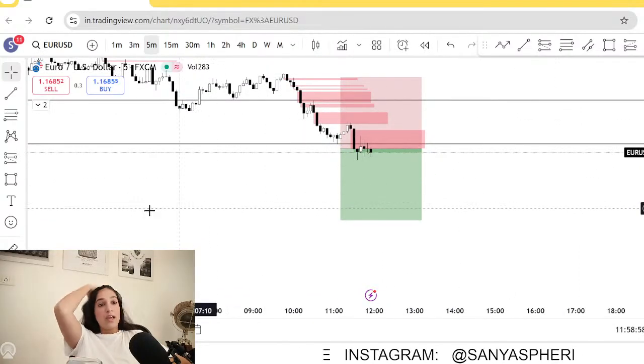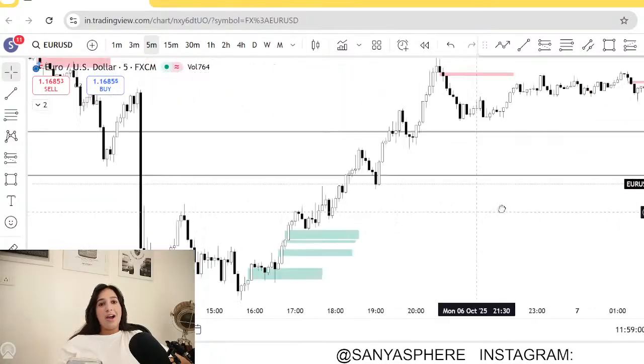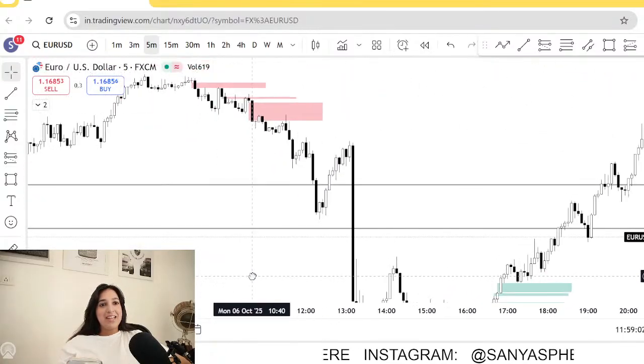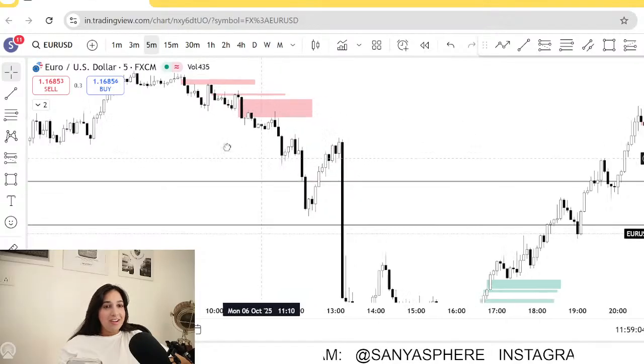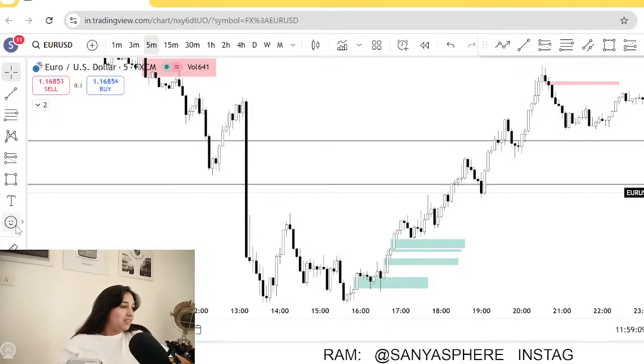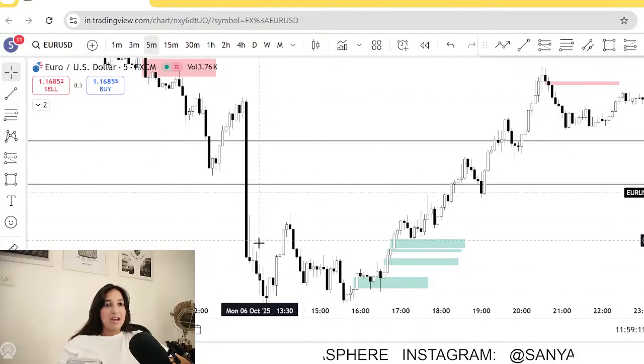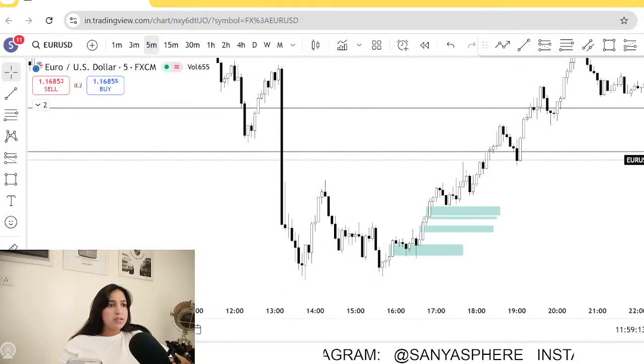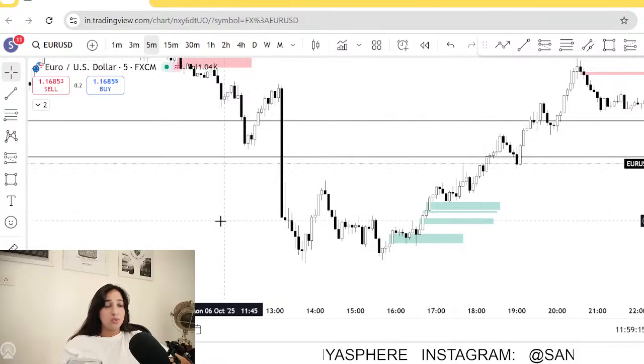But yesterday's sell was so amazing. I took sells from somewhere over here, and within one candle I got the TP. It was amazing yesterday. I don't know if there was any news yesterday or something. I don't know why there was a huge dump.